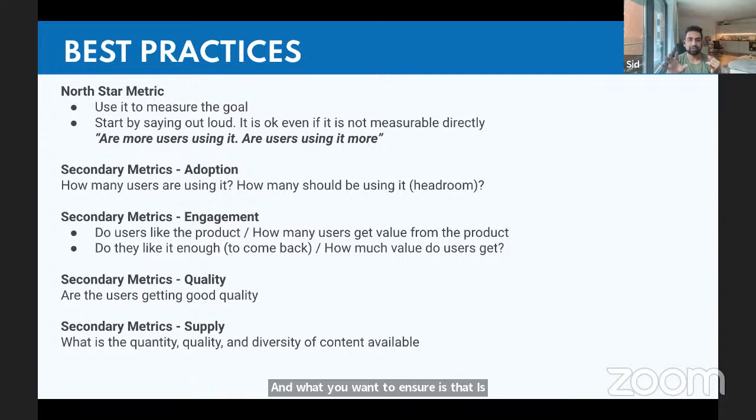Let's say Reels today started showing only content on stand-up comedy or food recipes, the majority of the platform would churn. Because people are consuming it for different reasons: for education, for entertainment, for recipes, for whatever. So it is very critical to measure the quality, quantity, and diversity of the content available on the platform.